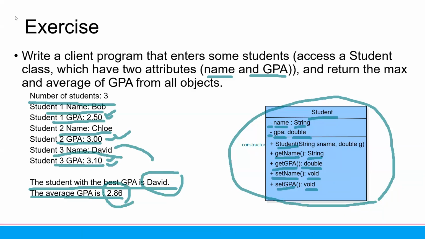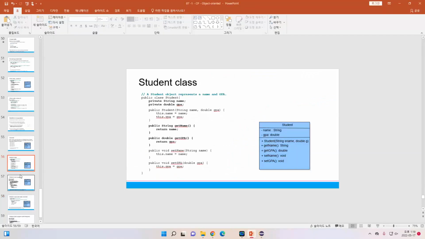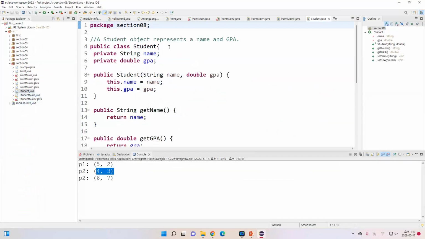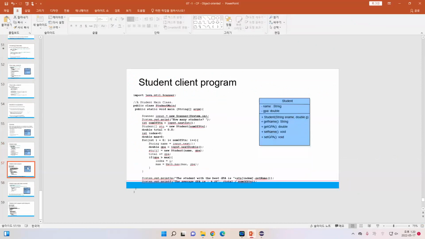So how can you make this code? I already defined the code. You can go to Student.java. We have private String name, private double GPA. So you can check this outline. This outline will be the same as the class diagram that you see on your PowerPoint. It will be the same as this one.